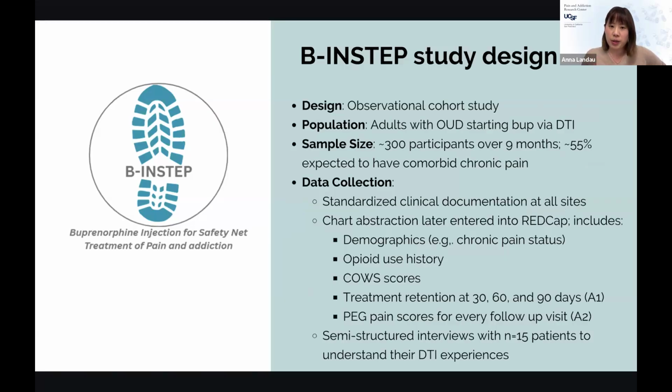For the first two aims, we are doing an observational cohort study using mostly chart review of patients throughout the entire health system. Our population are patients with OUD starting buprenorphine via direct-to-inject. And we have about 300 patients over the past 9 months that we've already been able to gather data on, and about half of them have comorbid chronic pain.